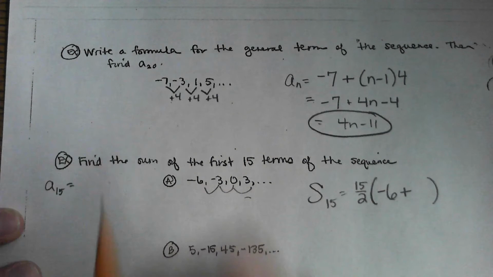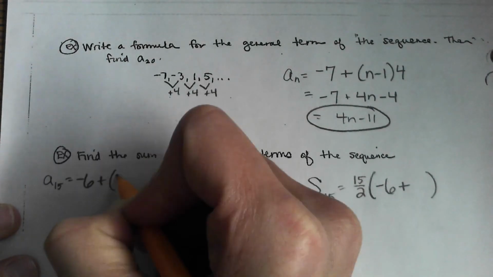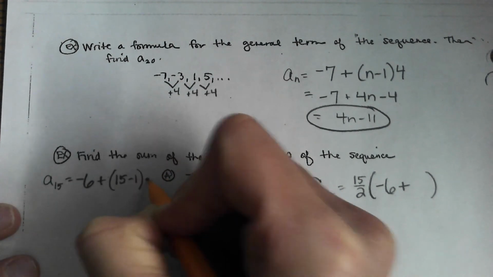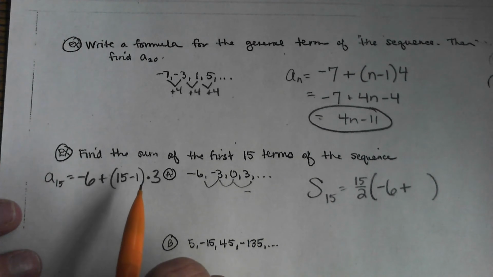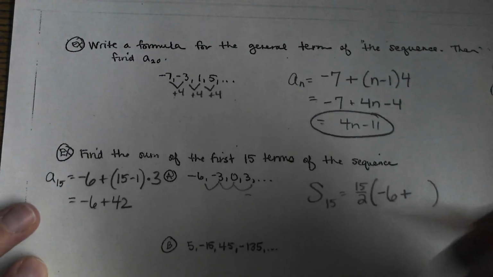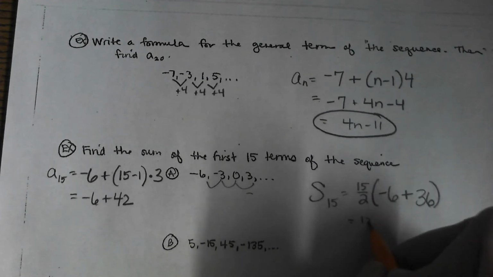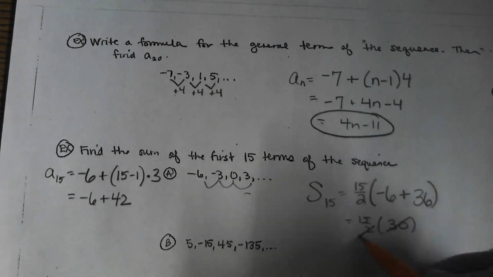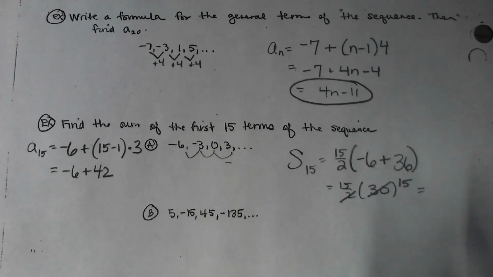To find the 15th term, I'm going to take the first term, and I'm going to add the common difference, n minus 1 times. So that's 14 times 3, which is 42. -6 plus 42 is 36. And then crunch numbers that way. (15/2) times 30. The 30 and the 2 is going to reduce to 15 and 1. 15 times 15, 225.